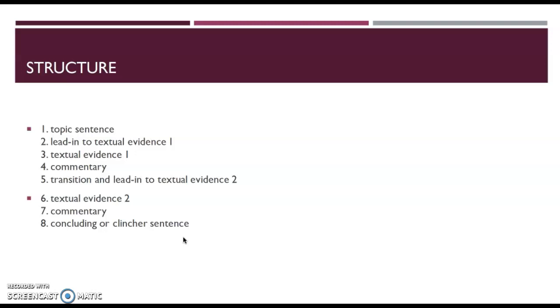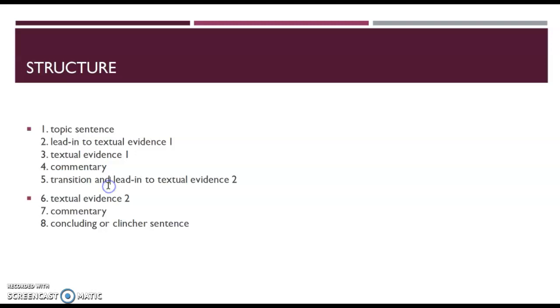The structure of what that should look like is you should have a topic sentence, okay? Then you want to lead into your textual evidence. Provide your textual evidence and commentary or analysis. Explain how your evidence connects to your topic sentence. You need the commentary. This is the analysis. This is the part that I'm looking for.